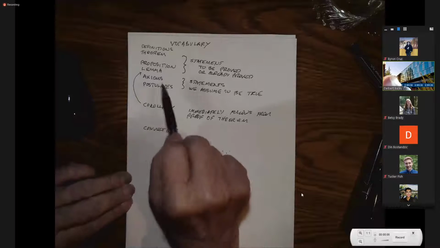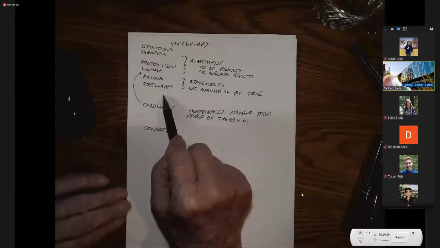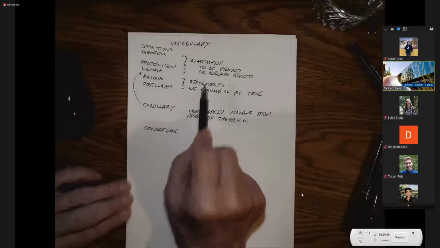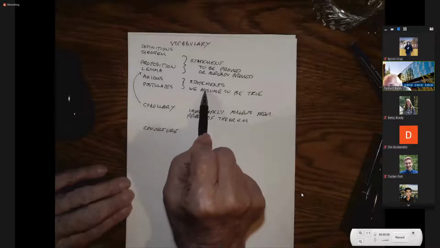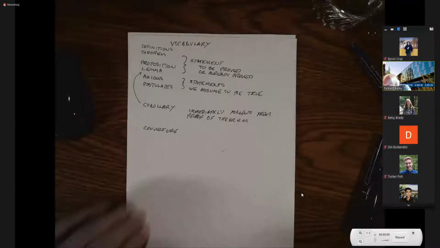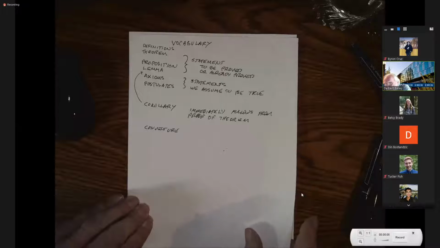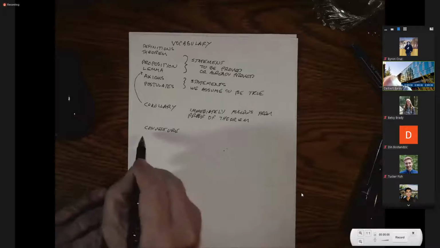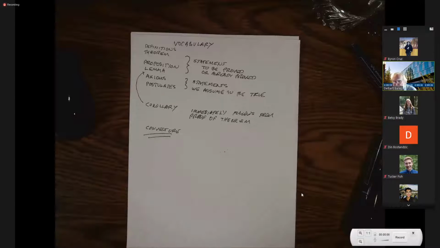Okay, then we've got some other things which, when we're doing a proof, we can make use of. And these are statements that we will assume are true. And those can be axioms or postulates. Any questions on that? Okay, the other big thing is conjecture. This is something that we think is probably true, but we don't have a proof for it yet.